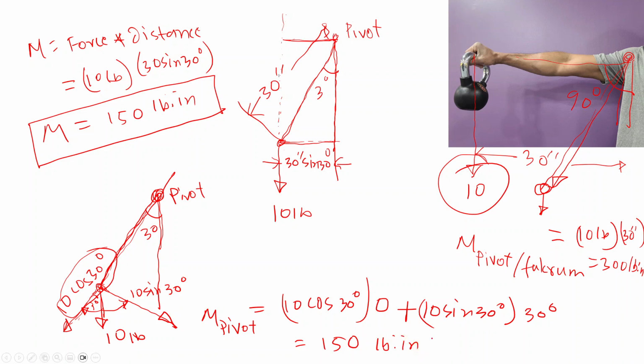One more thing you have to know, moment has direction as well. Generally, if it creates a counterclockwise moment, in this particular scenario this load will try to rotate my hand that way, so counterclockwise is assumed positive. Then my shoulder will counterbalance this by producing a clockwise moment of the exact same 300 pound inches to keep me in this position. So clockwise is negative, counterclockwise is positive.